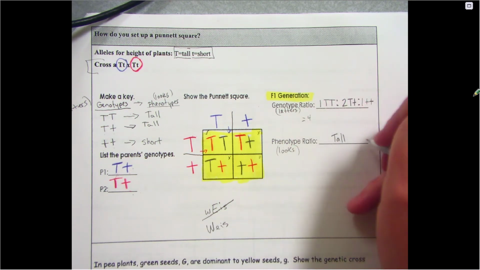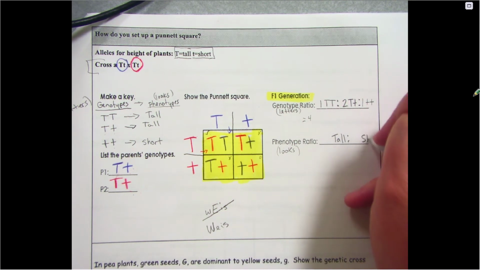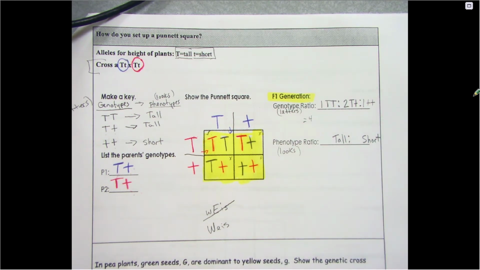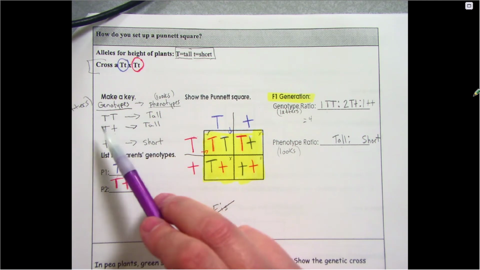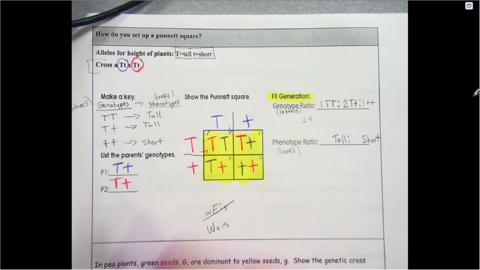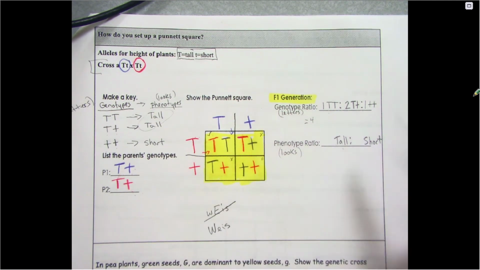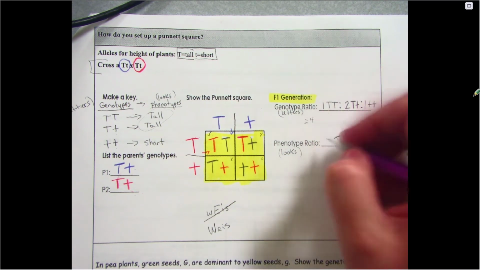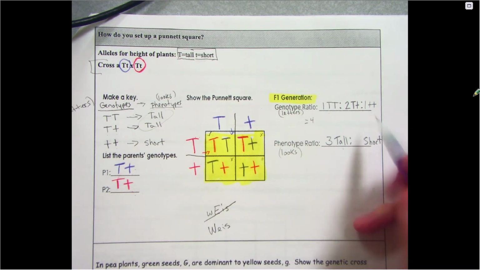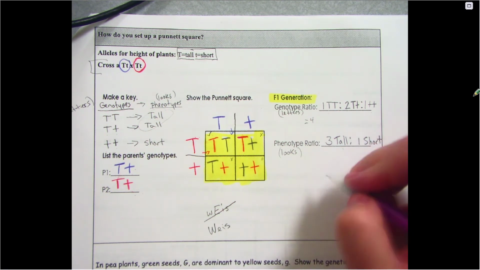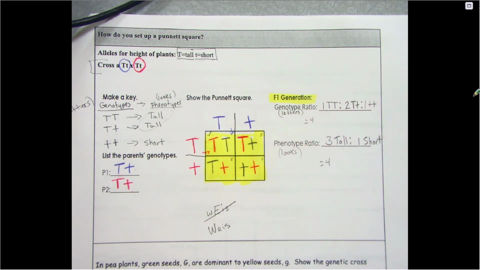Tall and short. Okay, now for tall, I can come right up here and see that big T and big T little t mean tall. So 1 plus 2 gives me 3. And little t means short, and I only have 1 of them. Again, this should equal 4.